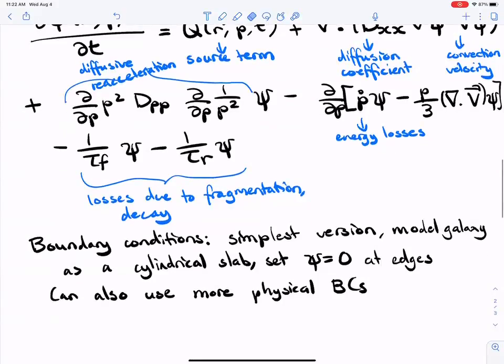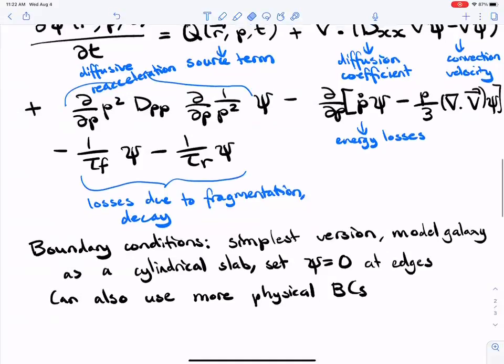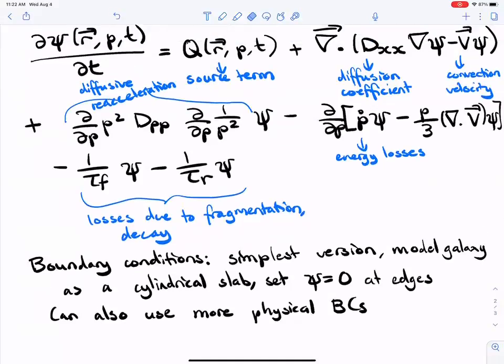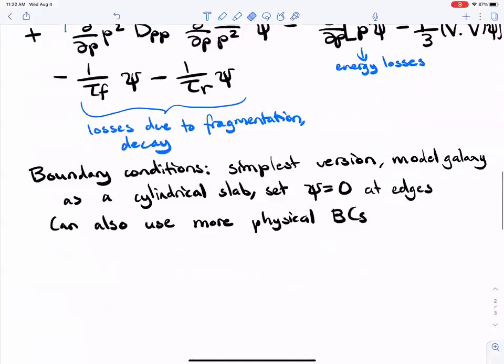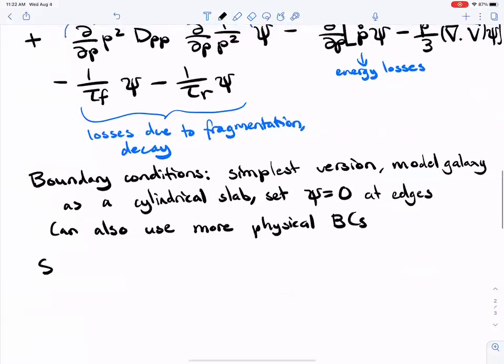But for the purposes of today, what I want to do is look at a simplified version of this containing two of the terms that are usually thought to be most important and understand how the steady state solution in those circumstances is going to differ from the injected spectrum. Okay, so let's do the simplified version.